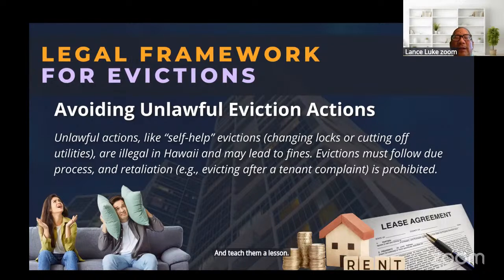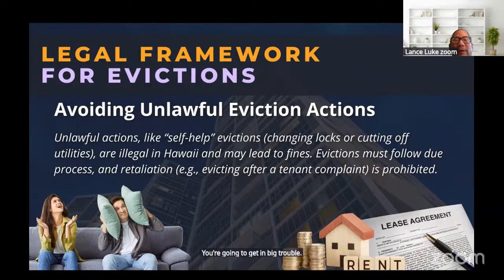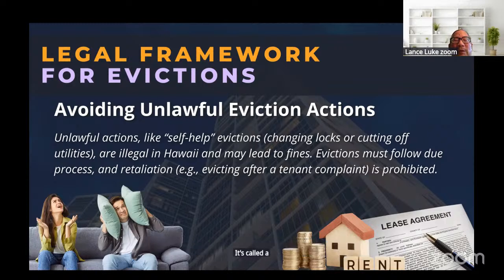Those things are illegal in Hawaii. Landlords cannot do that. I don't care how many months the tenant didn't pay rent. You cannot just change the locks and lock the tenant out, and you cannot cut off their utilities. You're going to get in big trouble. If you go to court and the tenant makes a claim that that's what you did, it's called a retaliatory eviction. You're the one that's going to be in trouble.